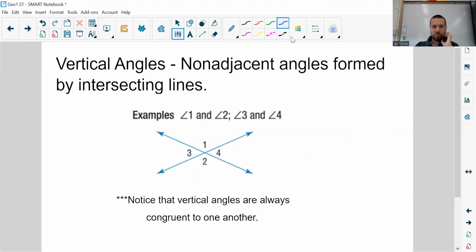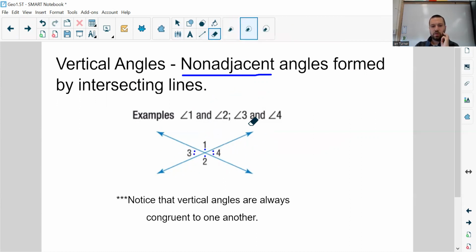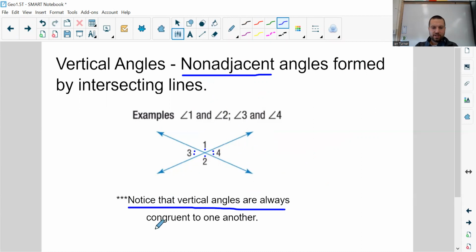Vertical angles, also super important. Vertical angles are non-adjacent. So now they're not next to each other. They're actually across from each other, and they're formed by intersecting lines. So angles 1 and 2 are vertical angles, right? They're across from each other. And then 3 and 4 are vertical angles, okay? So they're the angles that are across from each other, not adjacent. And this is really important here, is that vertical angles are always congruent to each other. They equal the same thing.